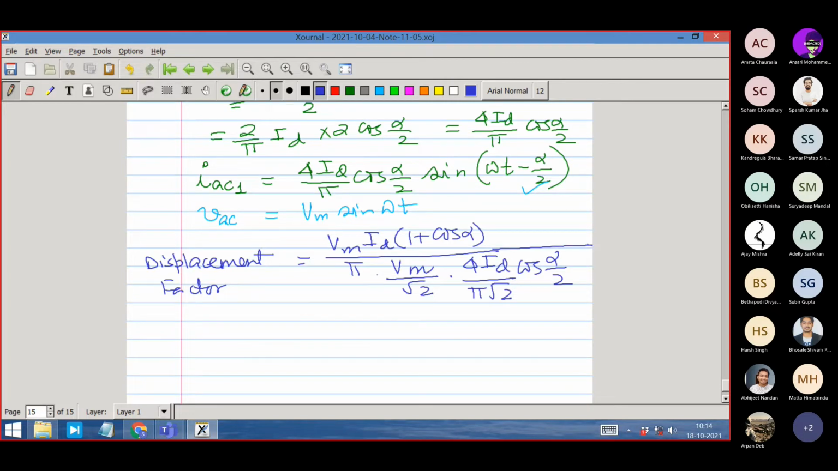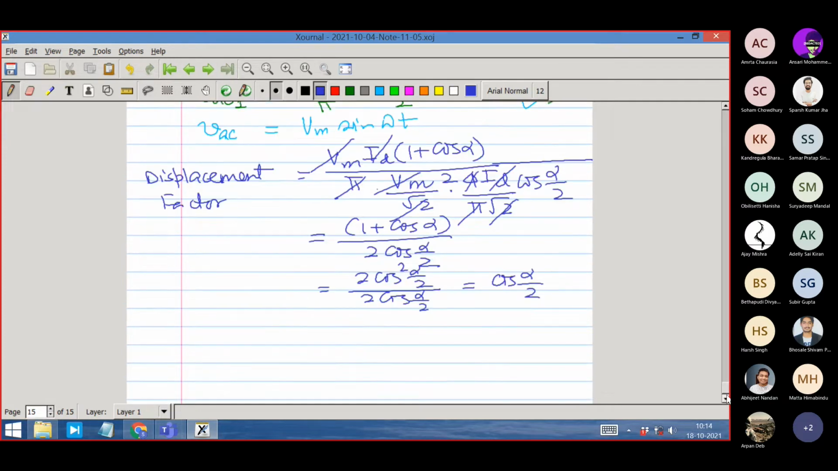So what do I see? I see that this pi cancels. This root 2 and this 2 cancel. So Vm and Vm cancel, Id and Id cancel. So what I get is (1 + cos alpha) by 2 cos of alpha by 2, which is nothing but 2 cos square alpha by 2 by 2 cos of alpha by 2, which is nothing but equal to cos of alpha by 2.